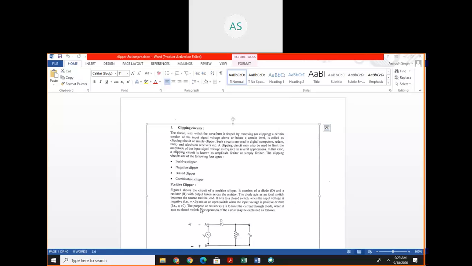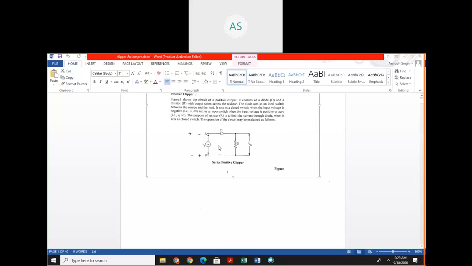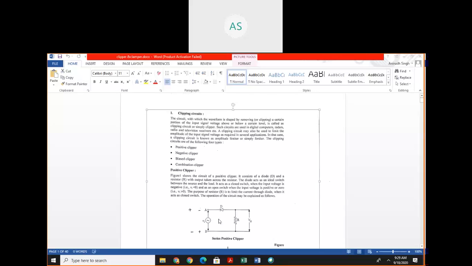In the positive clipper circuit, we use a diode and a resistor. This is a series positive clipper circuit because it clips the positive portion of the input signal, and this diode is in series with the load resistance, so this is known as a series positive clipper.